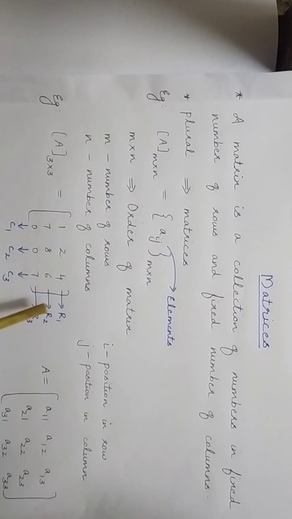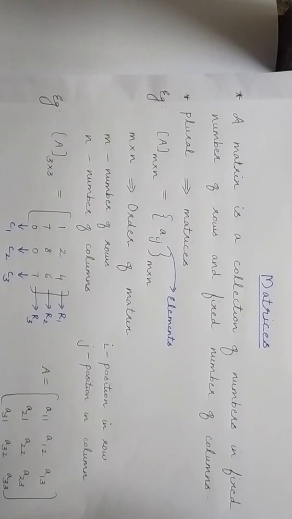We denote a row by R. So this is the first row, second row and third row: R1, R2 and R3. Then what will C1, C2, C3 be? It is the column representation. Now here A equals A11, A12, A13, A21, A22, A23, A31, A32, A33.